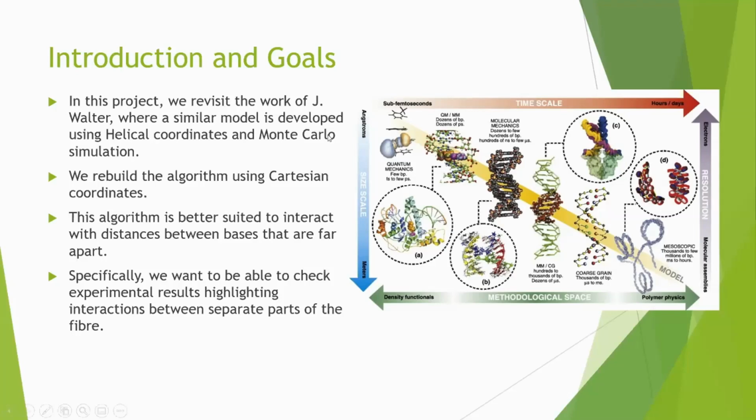This method is very efficient. The helical coordinates and Monte Carlo simulation are very efficient methods, but it doesn't scale really well, as particles that are far apart aren't really related. And we really want these to be related. That's why we rebuilt this algorithm using Cartesian coordinates. In this algorithm, interactions with distances are better understood because since everything is in Cartesian coordinates, distances can be calculated in the traditional way. Then distances between bases that are far apart do not pose any problem.